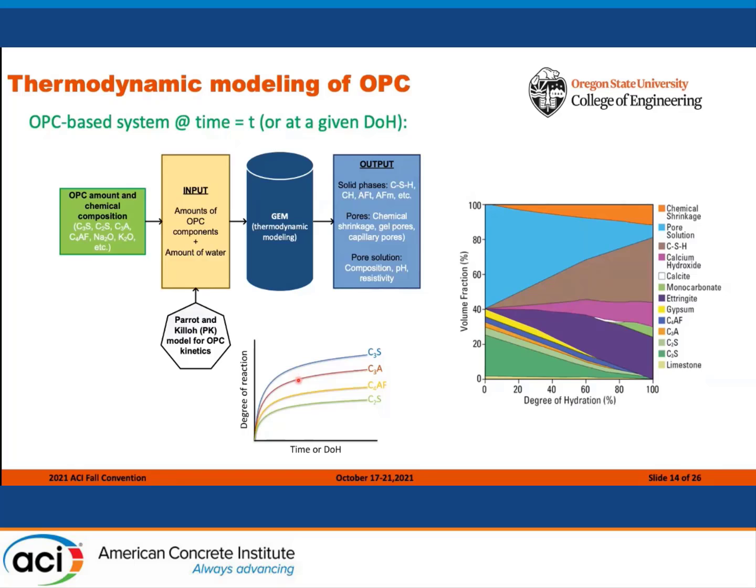Using this information, we can provide the thermodynamic model only the amounts of clinker phases that are available to react with water and accurately predict the time-dependent reaction products. The figure on the right illustrates such an analysis. You see the degree of hydration on the horizontal axis and the volume fraction of input and output phases on the vertical axis. You will see that over time the clinker phases will be consumed while the hydration products will form.